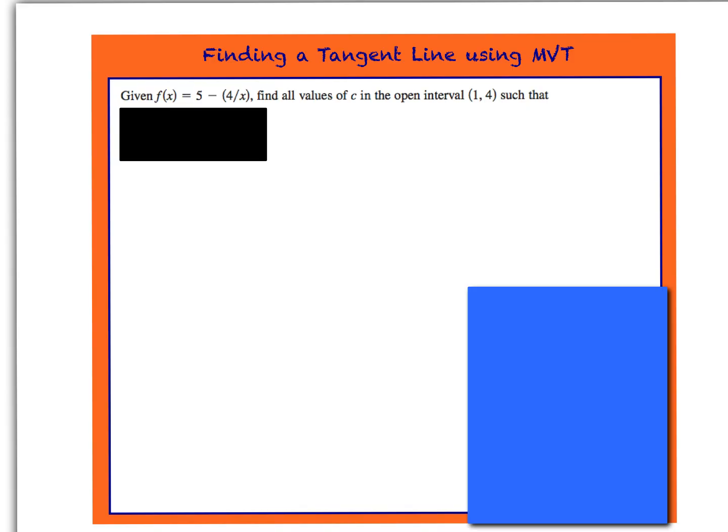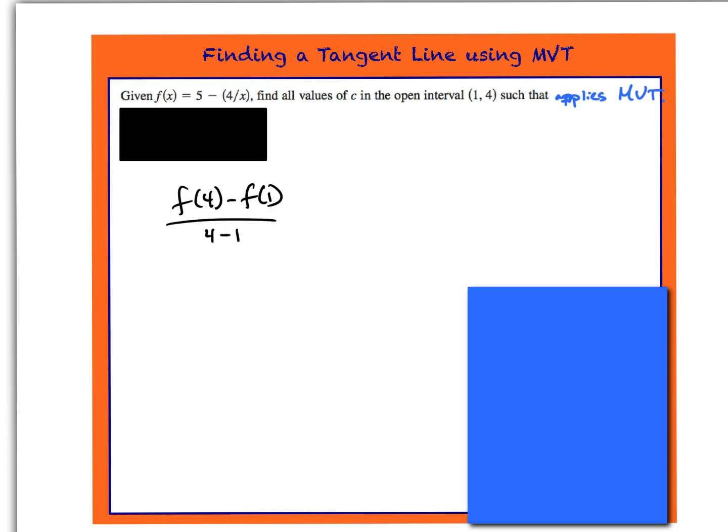All right. And so let's do our first example. Given that f of x is equal to 5 minus 4 over x, we're going to find all the values c on the open interval 1 to 4 such that it fits mean value theorem. So a lot of the time I like to just do algebra slope first. And so what we do for algebra slope is we find f of 4 minus f of 1 over 4 minus 1.